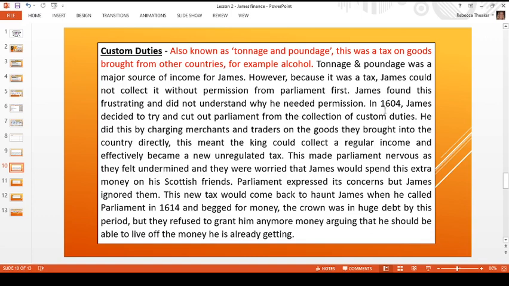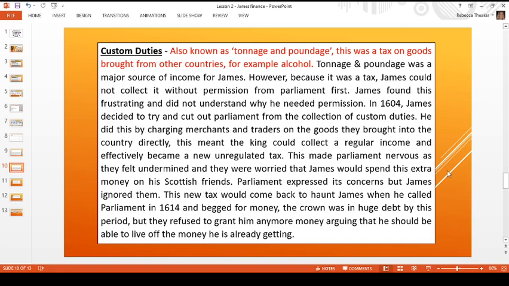So in 1604, which again was only 1 year after James had become king, James decided to try and cut out Parliament from the collection of custom duties. He did this by charging merchants and traders on the goods that they brought into the country directly. This meant that the king could collect a regular income, and it effectively became a new unregulated tax, which was illegal. James should not have been doing that, and he knew that he shouldn't have been doing it, but he did it anyway because he wanted the quick cash.